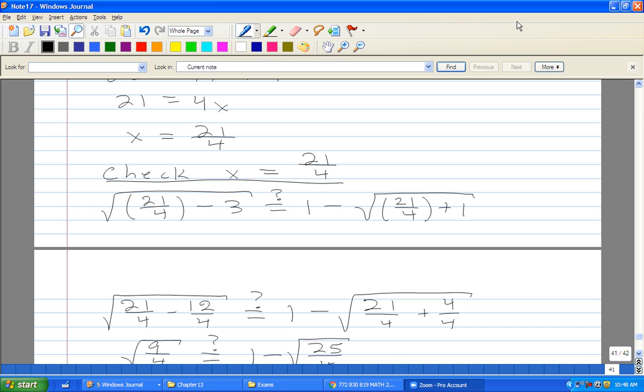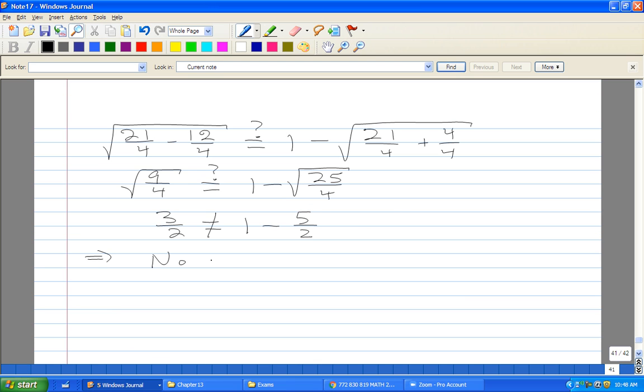Hopefully it'll get back my screen anytime. Okay, waiting for my screen. Okay, good. And so this says that my original equation has no solution.